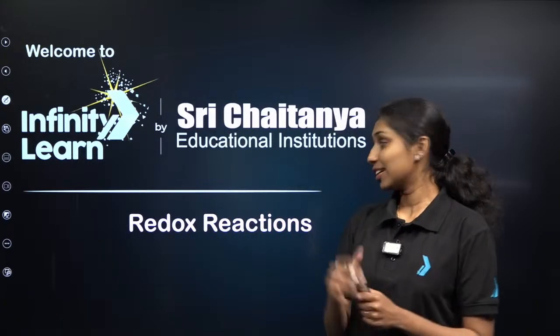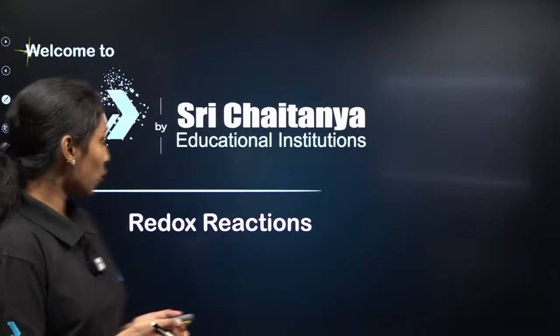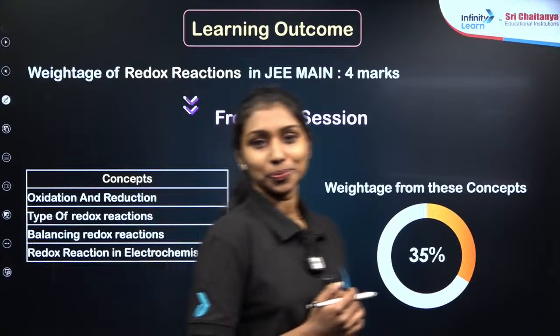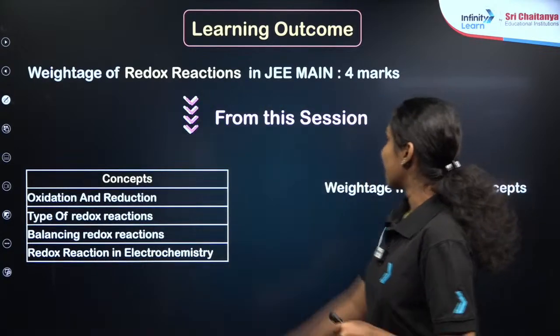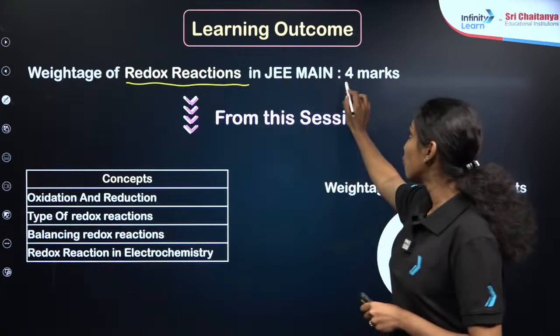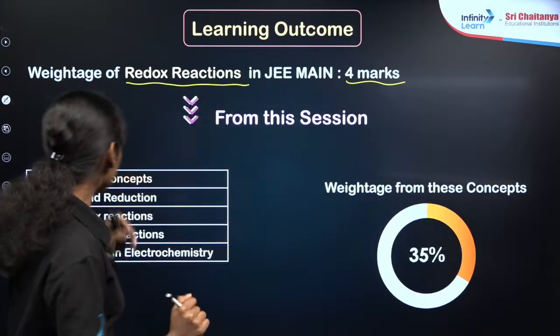Today in this session, we are discussing the new chapter, redox reactions. Let us see what the weightage of this chapter is in the JEE Main exams. The redox reaction chapter came in the JEE Main exam for around 4 marks, which means a weightage of 3.5%. The chapter is very important.